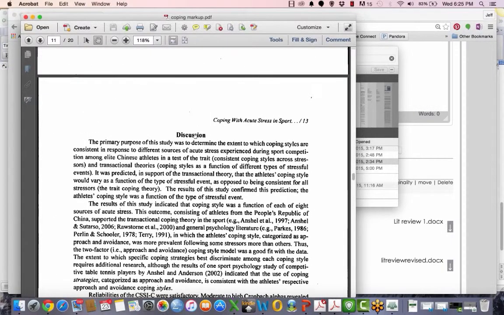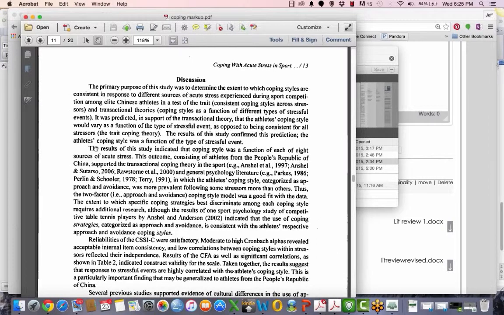So see where it says discussion? Okay. You'll see right here the results of the study. That's the results of the study. Okay. It may be right out in front of you. It may say the findings. It may say the conclusions of this study. But that's really the essence of what you're looking for. It's generally in the first couple paragraphs it starts.